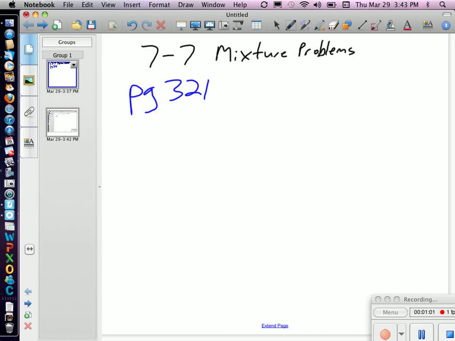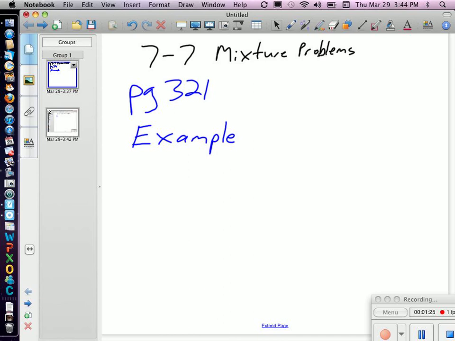So straight from page 321, in the book, we're going to do this first mixture problem. It's example 1. As usual, we'll be using the 5-step method for problem solving. The first step being reading the problem, obviously. So you should have your book open to page 321, following along with me.